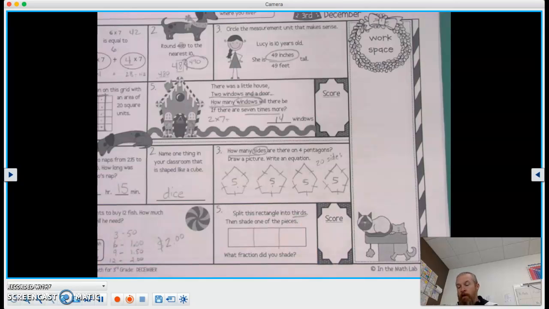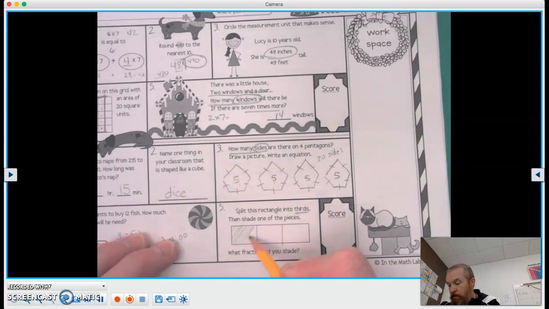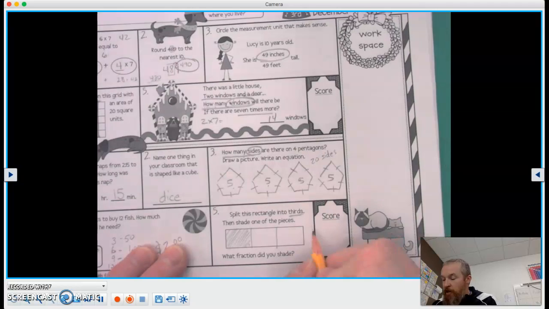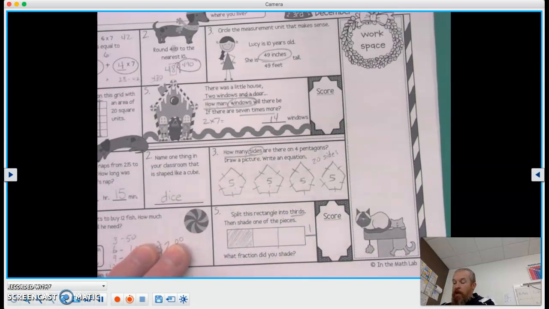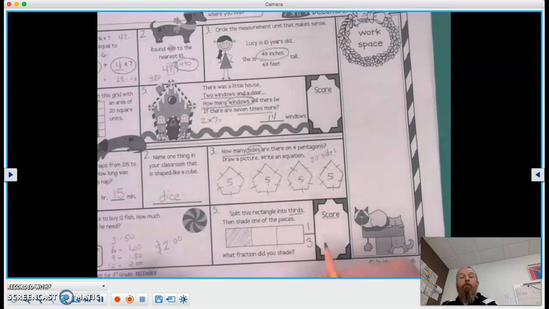thirds. Okay, and then it says, then shade one of the pieces. Okay, well, let's just kind of go like this. Okay, there I shaded one piece. What fraction did you shade? So what we're going to do is I'm going to shade 1, okay, because I shaded 1. And then we're going to make our fraction with just a line in the middle, right? And then how many equal pieces? Well, we split it into thirds. So 1, 2, 3 equal pieces.